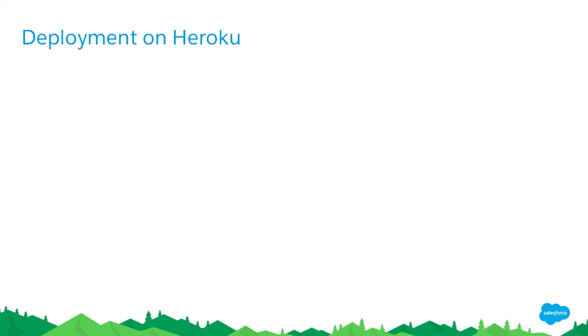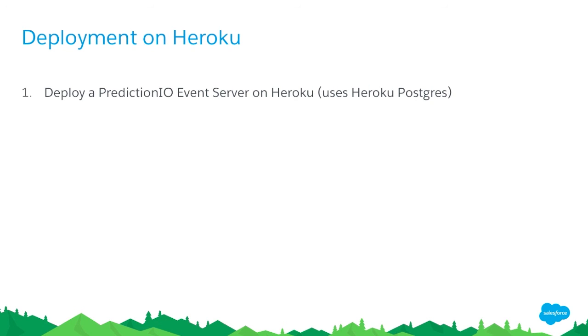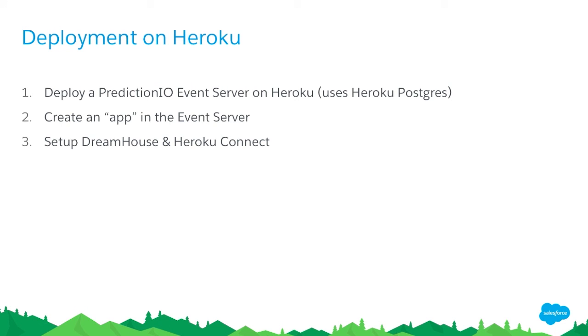So let me give you a quick run through of how I deployed this on Heroku, and then we'll wrap up with some questions. Okay, so first, to deploy, we need to deploy the PredictionIO event server on Heroku and use Heroku Postgres. Again, I'm not actually using that event server, but I still need to deploy it even though I'm not using it in this case. So we deploy that. And we create an app in the event server. In PredictionIO, there's a concept of an application. So I define an application in the event server. Then I set up Dreamhouse and set up Heroku Connect. Then I deploy my PredictionIO engine, which is the code that you just saw, on Heroku.